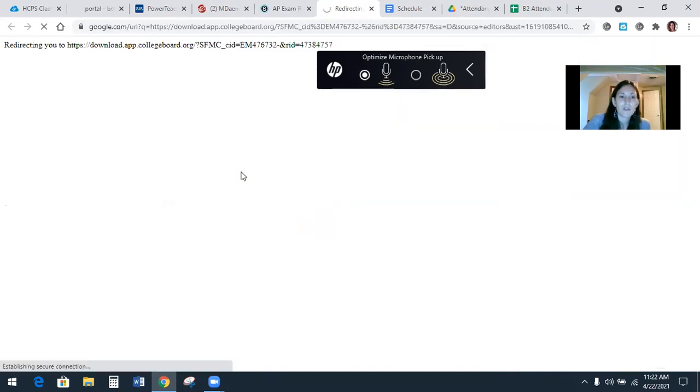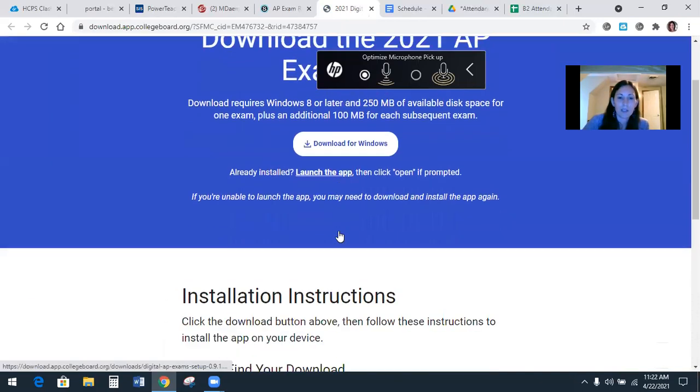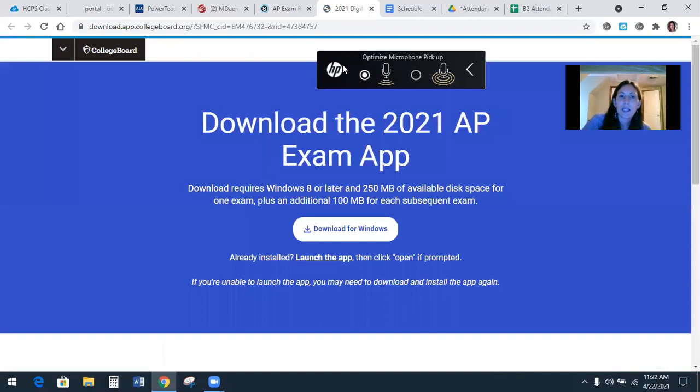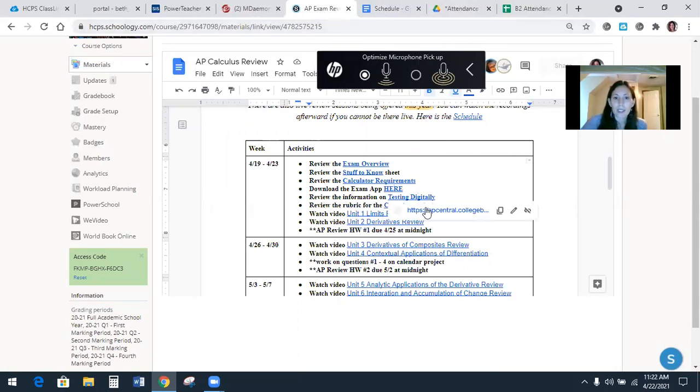So here is the link for doing that. All right, so you're just going to download the app, follow these steps. Once you download the app, there are practice questions that you'll be able to do. So do the practice questions. It'll give you a chance to see how taking the exam is going to go and how you're going to enter your answers and everything like that. And then here's the information on testing digitally.